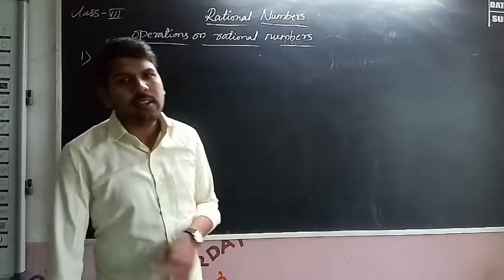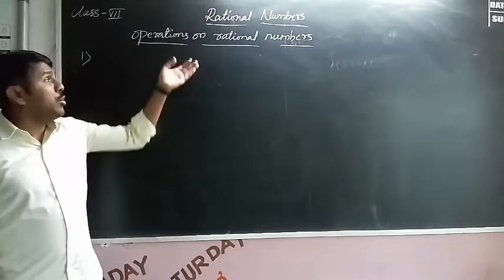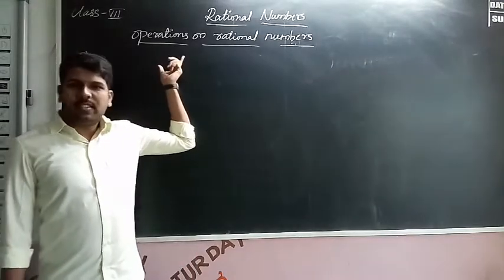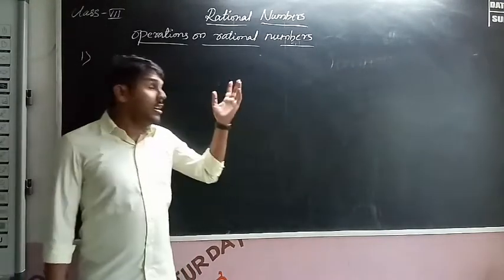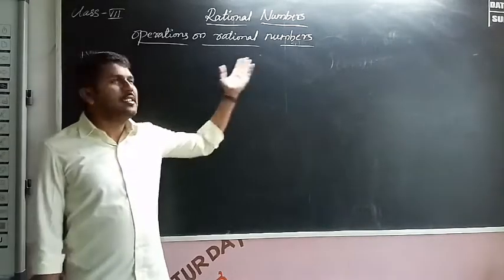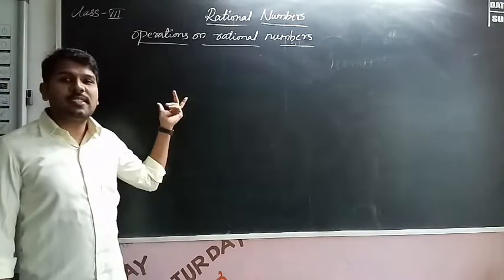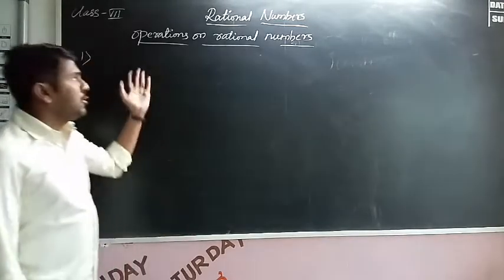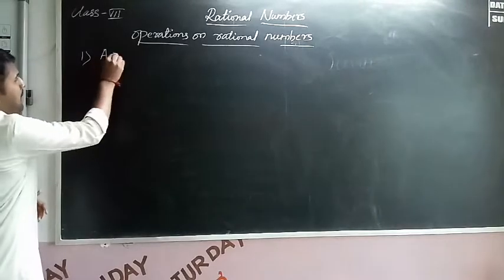Hello my dear students, today I am going to start a new topic, operations on rational numbers. But you know the operations: addition, subtraction, multiplication and division. So we have studied in the fractions and decimals chapter. Here rational numbers are there. So how to add the rational numbers? Nothing but how to add the fractions. So first taking addition.